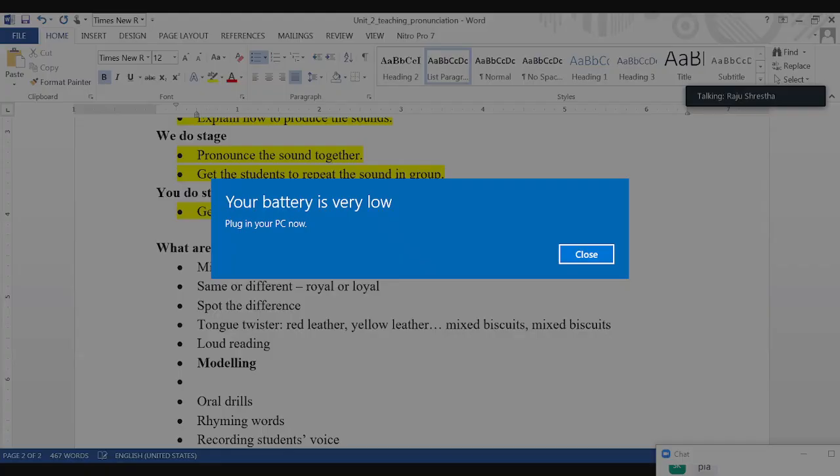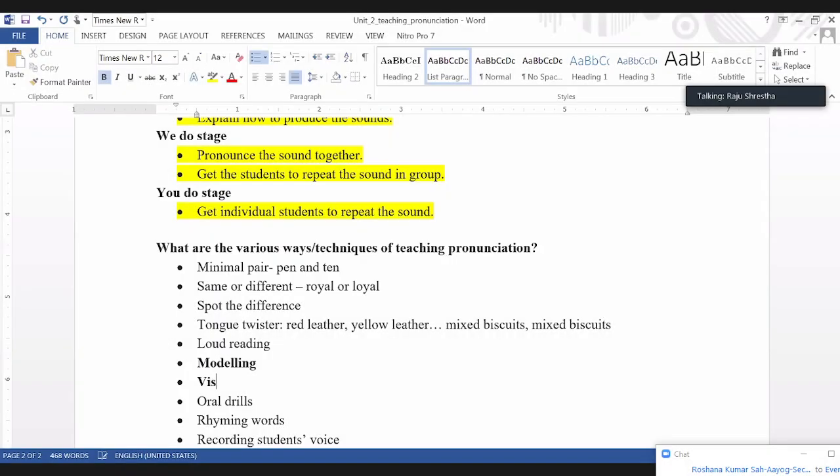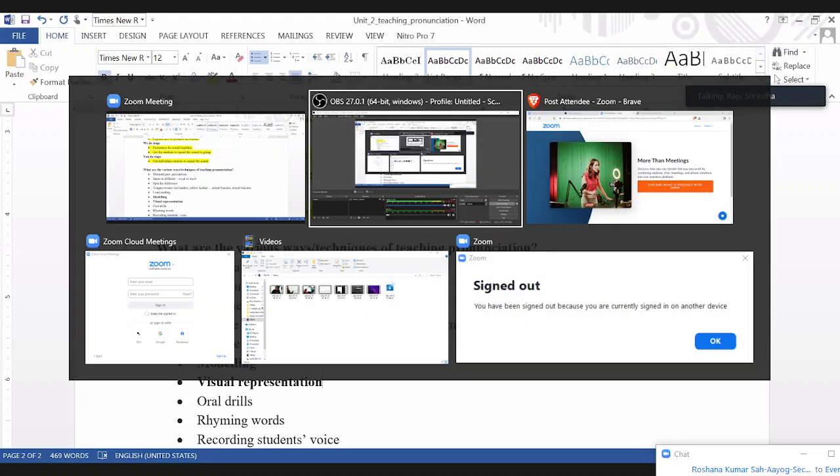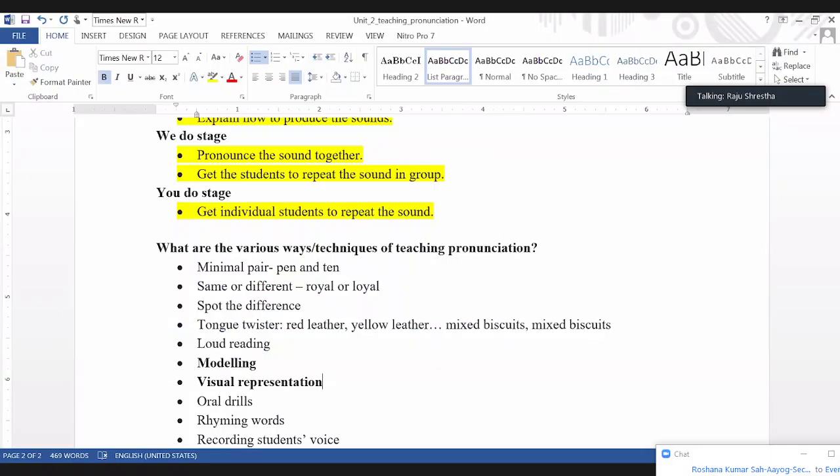Another is visual representation. On stress, we just put a symbol. When there is stress, we focus there, and we mention a kind of symbol, like Harmer has given. Harmer gives three different techniques: modeling, visual representation, and phonetic symbols, given by Harmer.